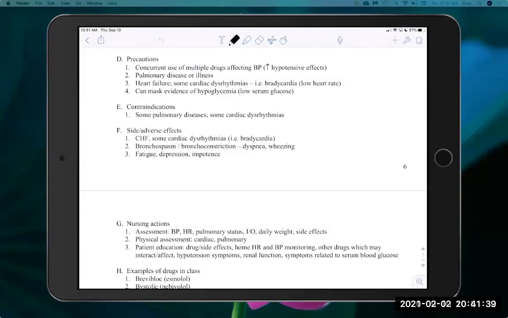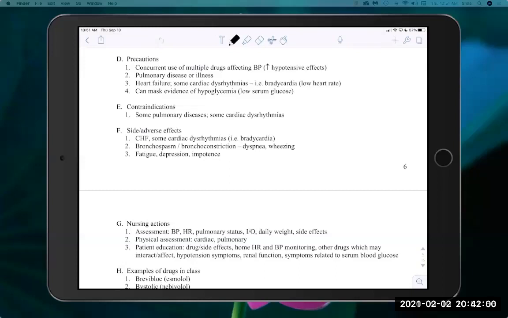So if we assess the blood pressure and heart rate and we see that the heart rate is low and/or the blood pressure is low, and we know this drug is going to lower the heart rate and lower the blood pressure, that's a nursing judgment call. Am I going to hold it? I think I am. And I'm going to call the provider and let them know what's going on and why I decided to hold it, and see if they want to change it to something else.